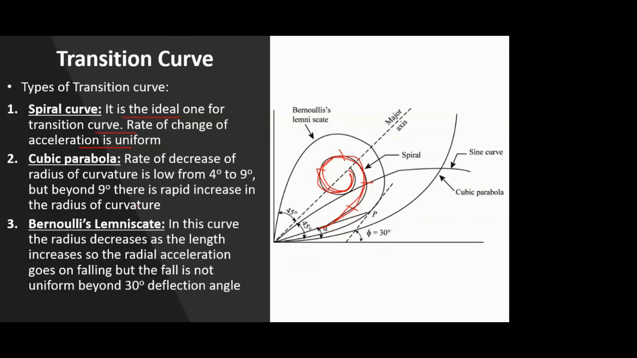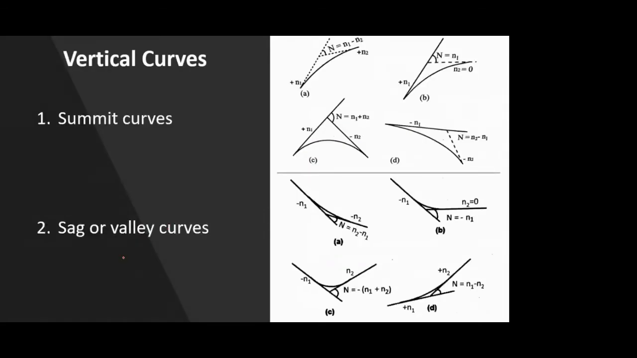Okay, so coming to the end of your curve, for your vertical curves you again have two types, a summit curve and a valley curve. Now, a summit curve is nothing but an up gradient followed by a down gradient. As you can see in this picture on the right hand side, the top four figures.